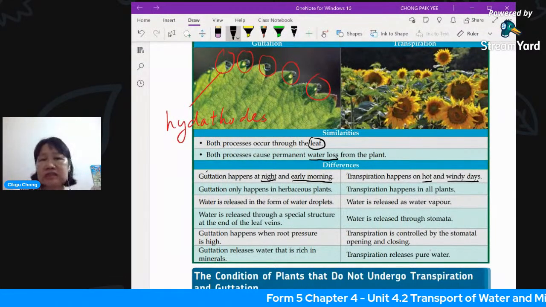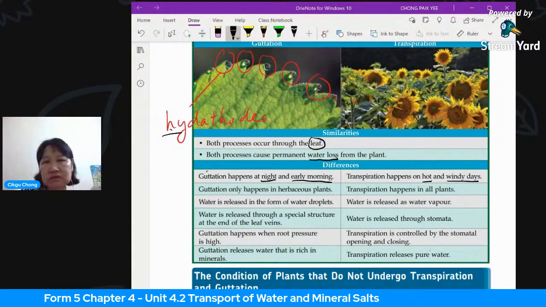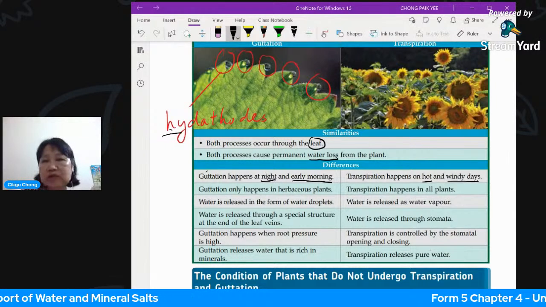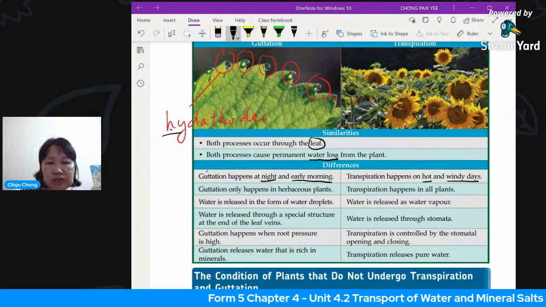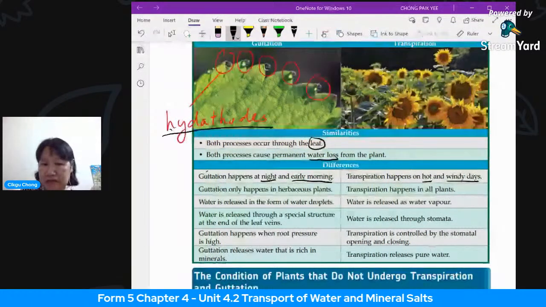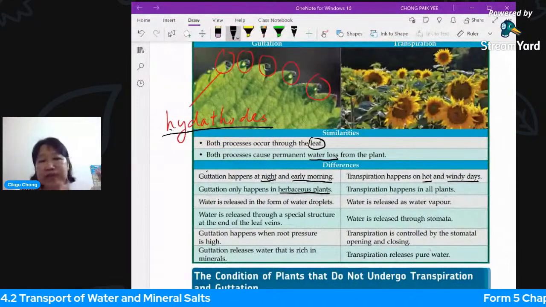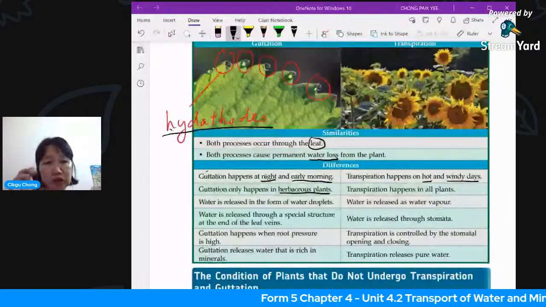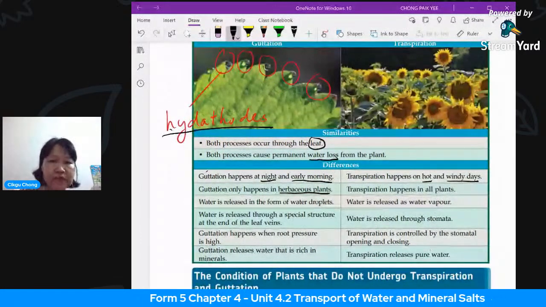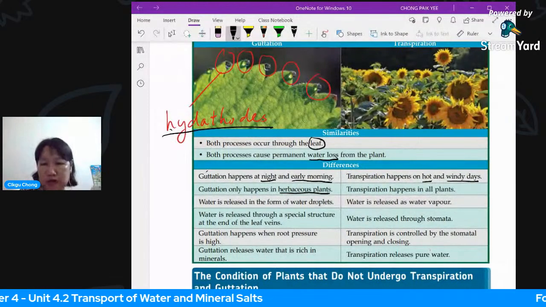But guttation doesn't happen in all plants because not all plants have this thing called hydathodes. Plants without them have to wait for transpiration to remove the water. Not all plants carry out guttation. Guttation only happens in herbaceous plants. Remember, because they're short. If you have very tall trees, your root pressure is not going to be high enough to push the water up until it drops out from the leaves. So it's only for herbaceous plants, which are non-woody. But transpiration is for all plants. As long as you're a plant, you will have transpiration.